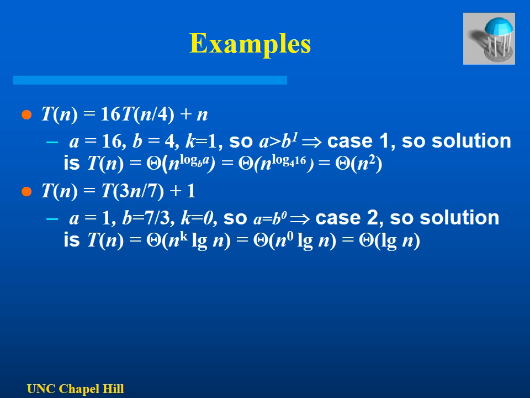So now we compare a, which is 1, to 7/3 to the 0. 7/3 to the 0 is 1, so a is equal to b to the k, and that's case 2. And so the solution rule from case 2 is T(n) equals theta of n^k log n. But here k is 0, so it's n^0 log n. That is to say, the solution is theta of log n.